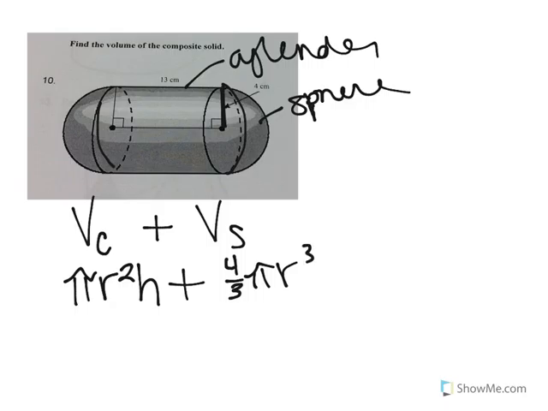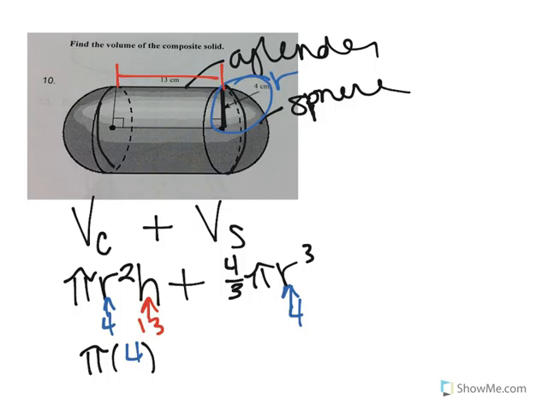Alright, now we need to actually identify what each of my variables are. Okay, well, I see 4 is going to be my radius, so I'm going to plug in a 4 for radius in both places. And I see that the length of my cylinder is 13, so that goes in for height. And if I take a quick look, it looks like I already have everything I need to plug in. So pi 4 squared times 13 plus 4/3 pi 4 cubed.